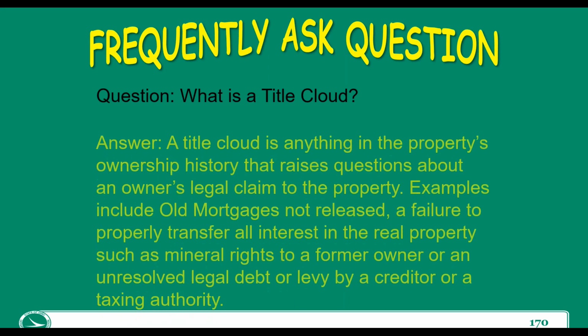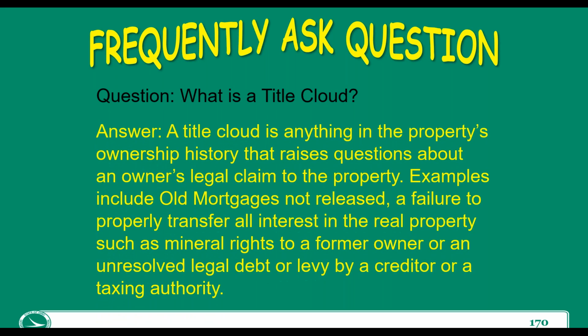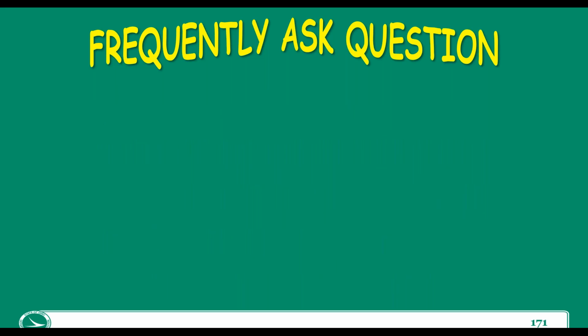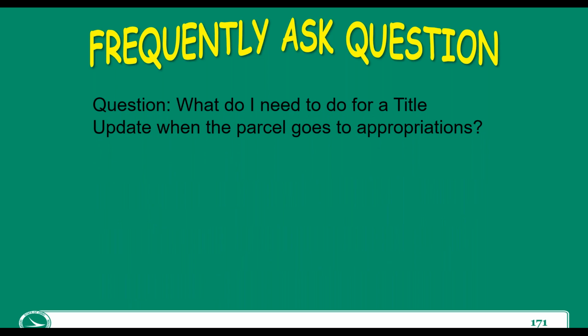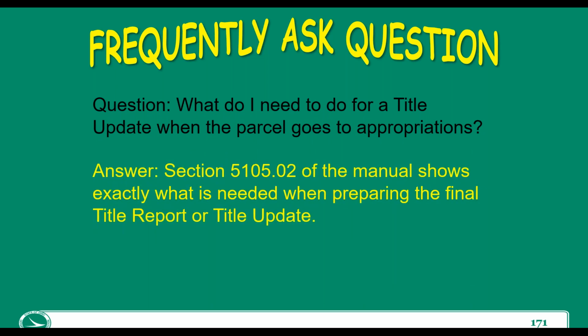What is a title cloud? A title cloud is anything in the property ownership history that raises questions about the owner's legal claim to the property. Examples are old mortgages not released, like we talked about, and you can see some other things there. What do I need to do for a title update when the parcel goes for appropriations? Section 510502 of the manual shows exactly what you need to do. And Greg went over that earlier.